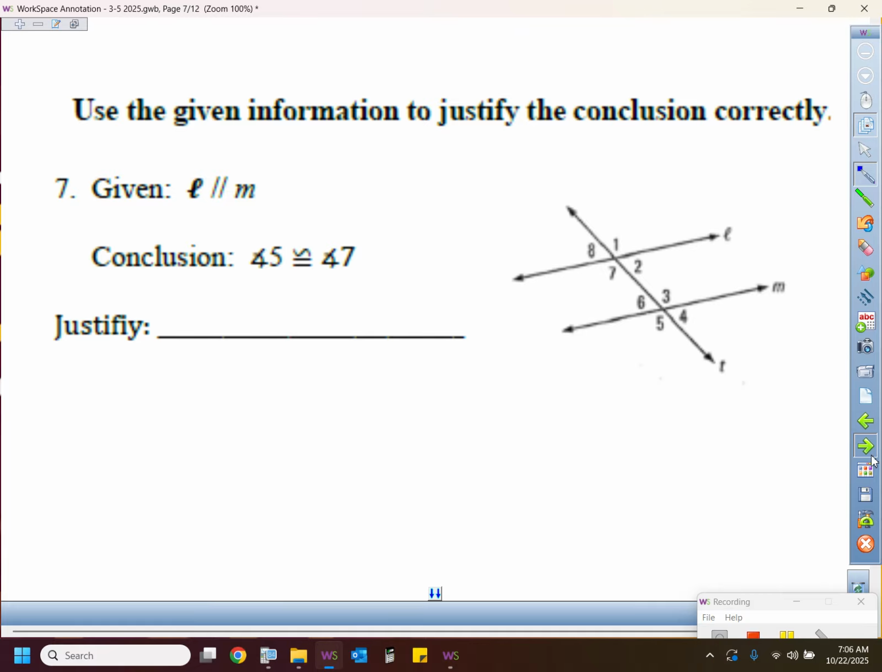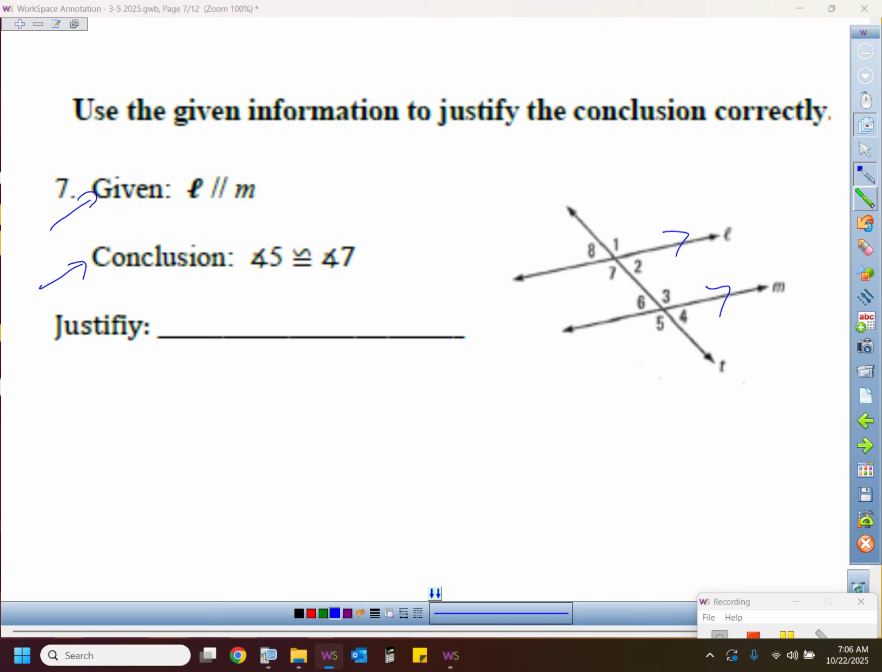Then here, just some one-step proofs. We've been doing a lot of multiple-step proofs. We'll do one-step proofs because they just give me something, and then we can go ahead and make a conclusion right after it. So all we do is mark the given. They gave me L parallel to M.